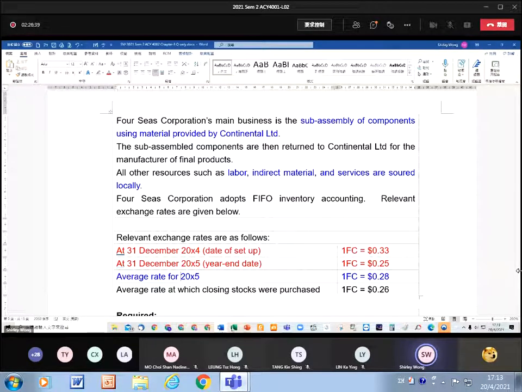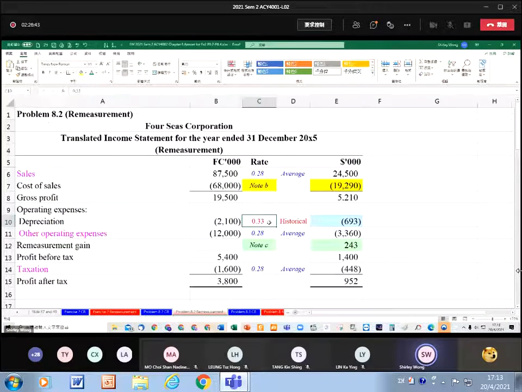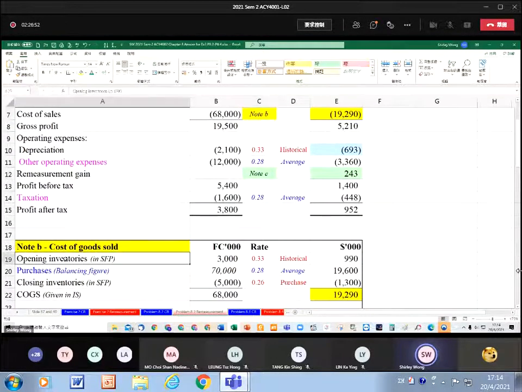這件資產其實在成立公司當日就已經存在了，所以我們用回historical rate就得了。And for the cost of goods sold, we need to do the calculation using the Note B. So we will use the opening inventory in the statement of financial position, purchase, that is the balancing figure, closing inventory, and then cost of goods sold is given in the income statement.